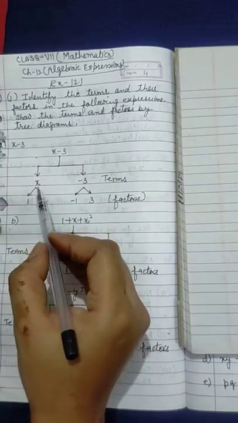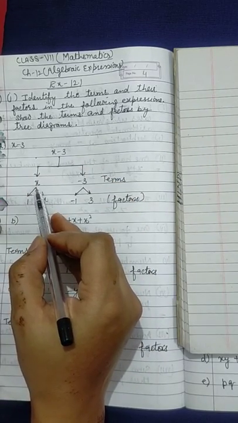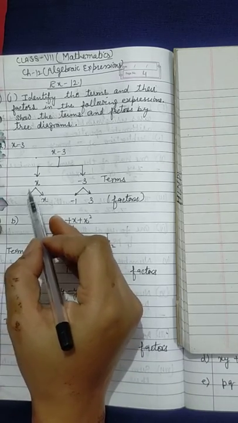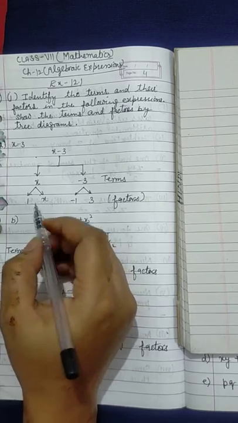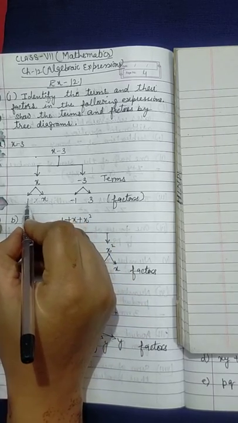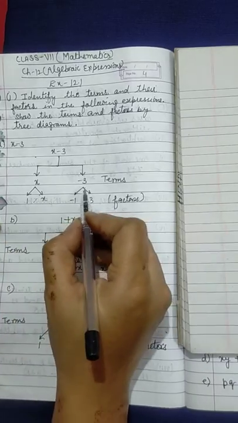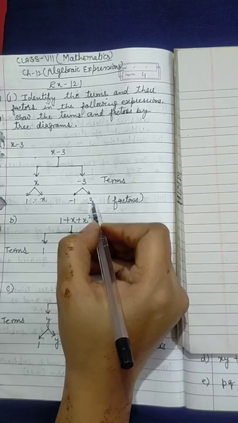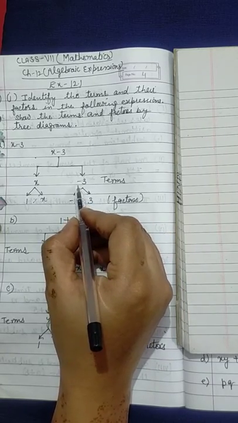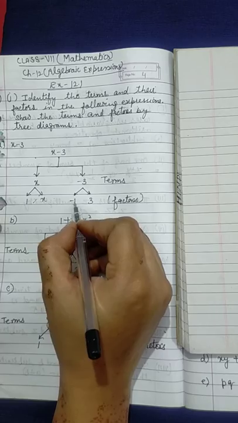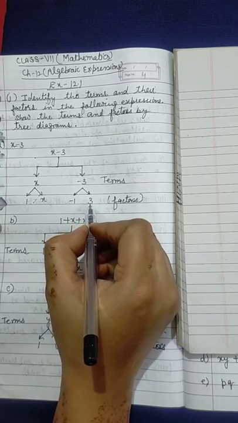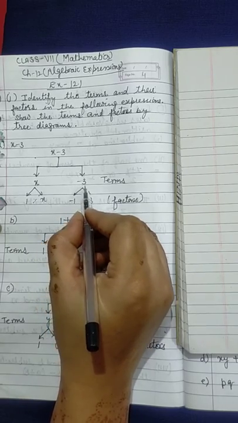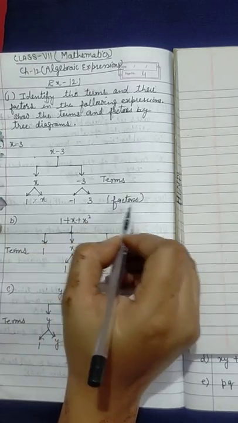We have to represent by tree diagram. See this one x, we'll write its factors. As we know that 1 into x is x, so write here 1, then x. As we are going to show their product here. Also minus 3 can be written as minus 1 multiplied by 3, because here we want to show the minus sign separately. So write minus 1 here, and 3 will be separate, because when we multiply them, minus 1 into 3 is minus 3, and these are known as the factors of this.